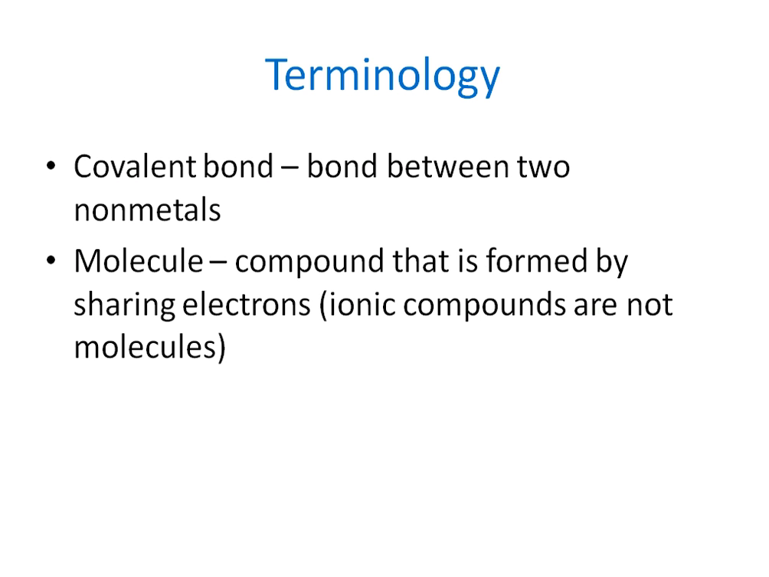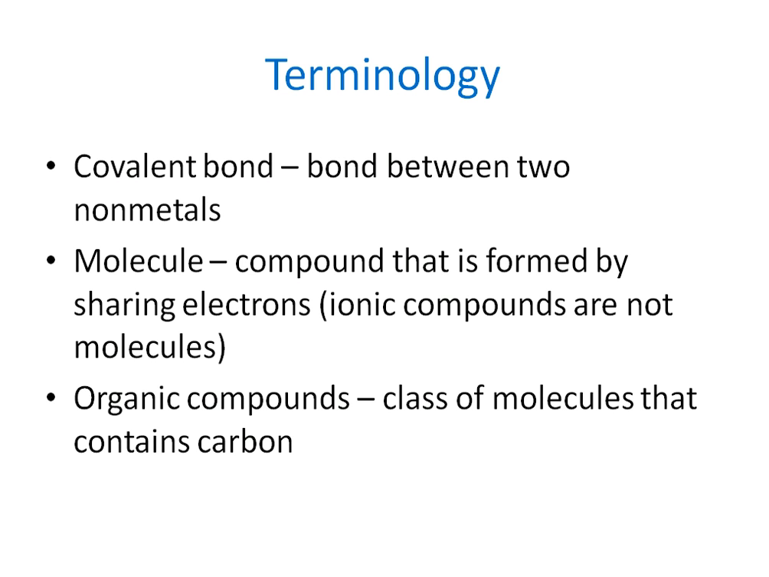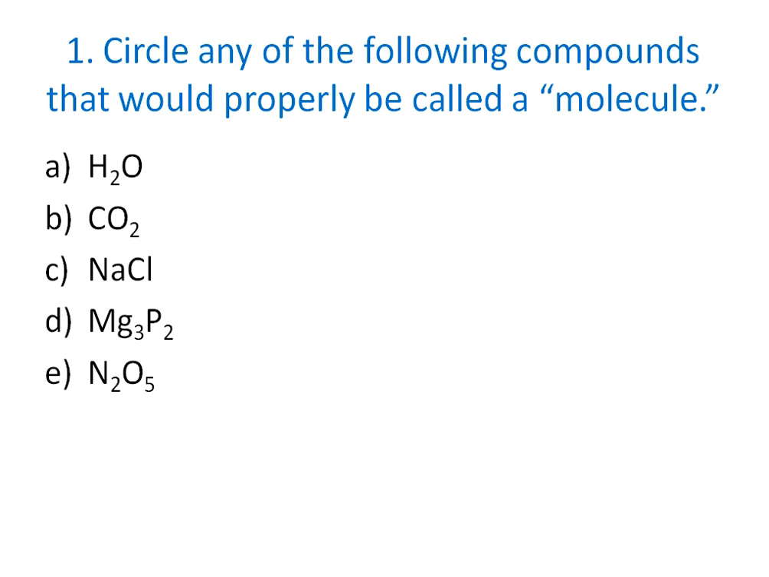First, let's define some terms. A covalent bond is a bond between two nonmetals, as opposed to an ionic bond, which is a bond between a metal and a nonmetal. A molecule is a compound that is formed by sharing electrons. Therefore, ionic compounds are not molecules. Organic compounds are a class of molecules that contains carbon.